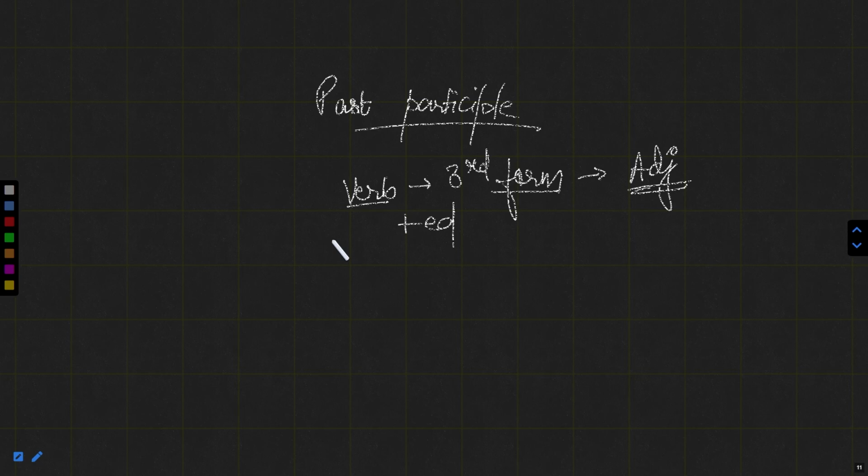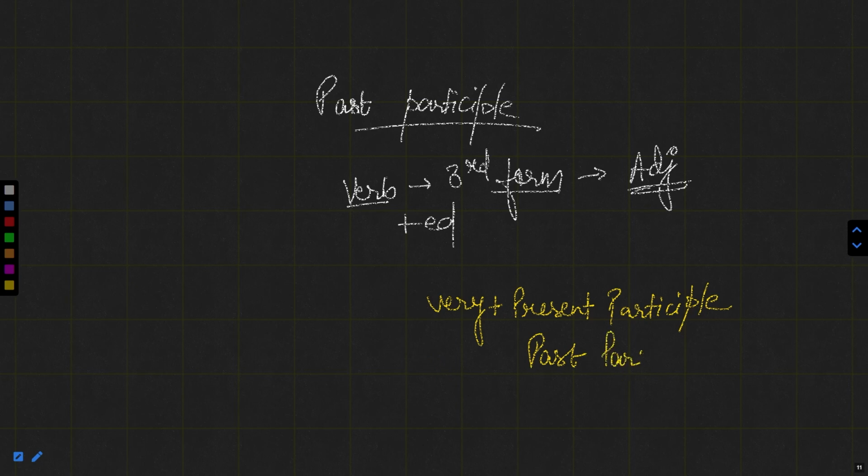So these are the two participles that we have. Present participle, in which we add ing to a verb and it behaves like an adjective. And whenever we have third form of verb and it behaves like an adjective, it is a past participle. So in case of present participle, we use very with it, and whenever we have past participle, we use much with it. This is the correct part. Now let us take some examples. This structure is very important for you all.